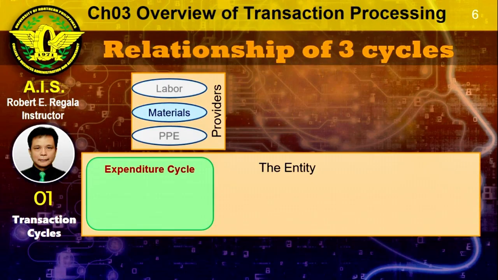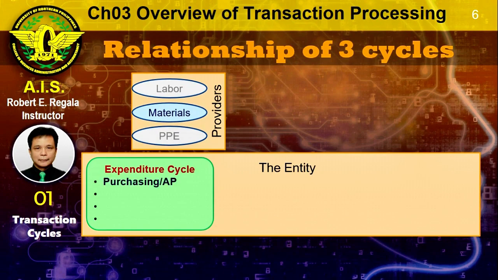Thus, from a system perspective, this transaction has two parts: a physical component, the acquisition of the goods and services, and a financial component, the cash disbursement to the suppliers. A separate subsystem of the cycle processes each component. The major subsystems of the expenditure cycle are outlined here and will be discussed in the succeeding lecture videos in great detail.